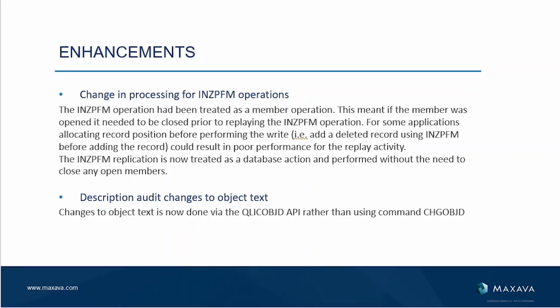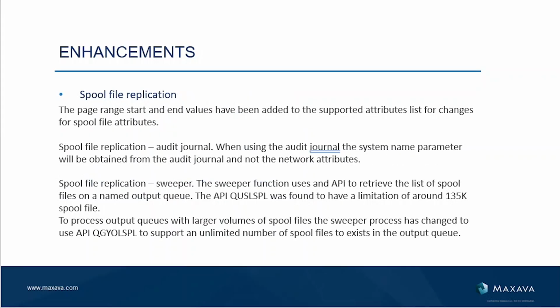Description audit change to object text. Changes to object text is now done via the QLIC OBJD API rather than using the command change object D. Spool file replication. The page range start and end values have now been added to supported attributes list for changes for spool file attributes.